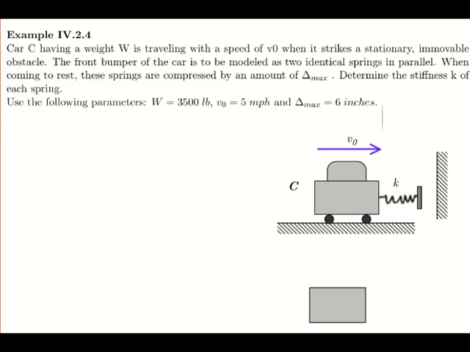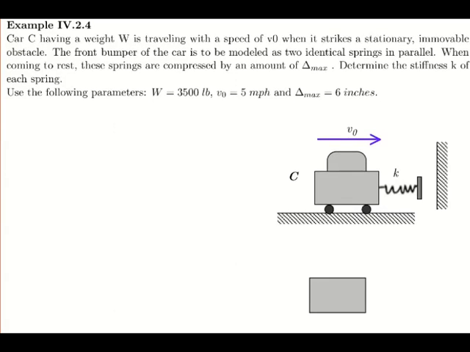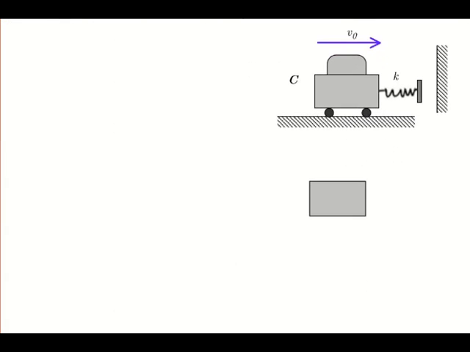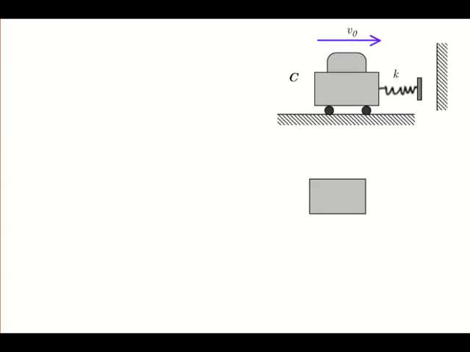And what we want to do is find out, knowing the maximum compression that we have for the springs, what is the stiffness of each one of those springs. So we're looking at the relationship of a change in speed to a change in position. That's very typical of the work energy equation. Free body diagram here, pretty basic.